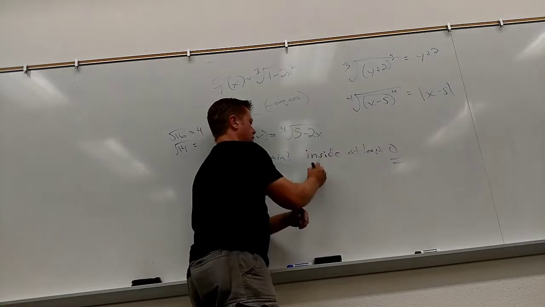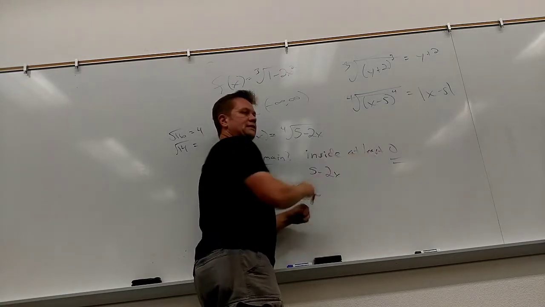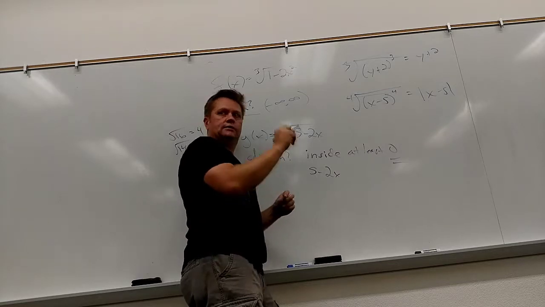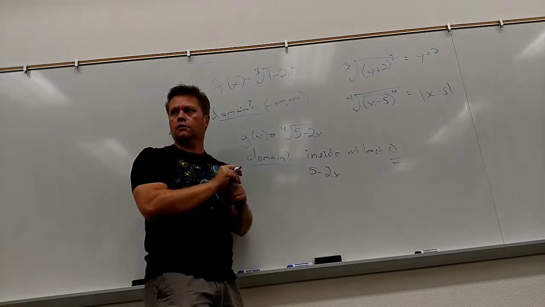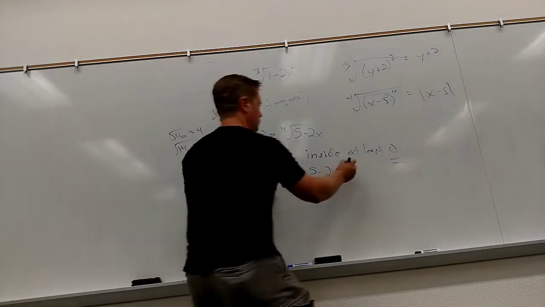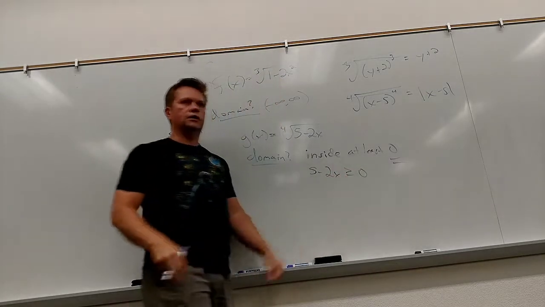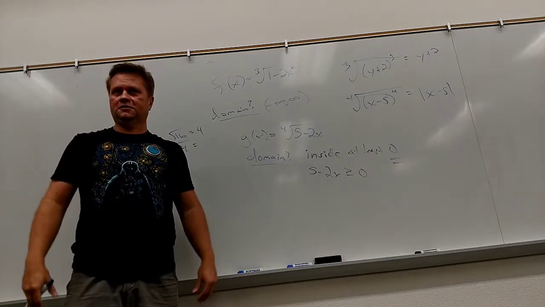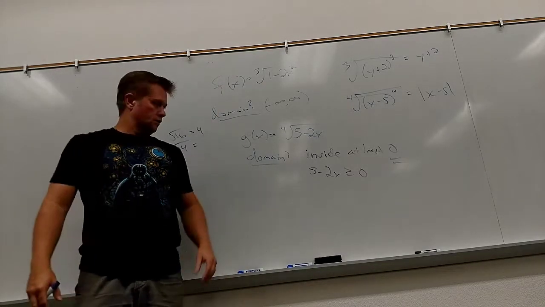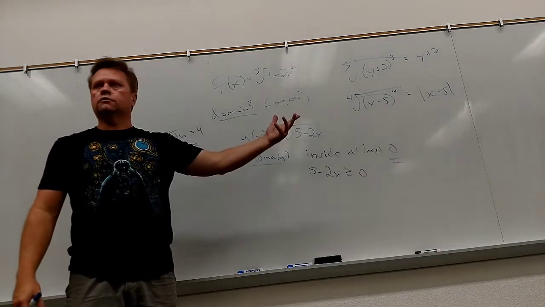5 minus 2x. Okay. At least 0. How do I write that in mathish? No. At least 0. At least 0. Greater than or equal to. At least is more than, at most is less than. Yeah. And then solve that, right?